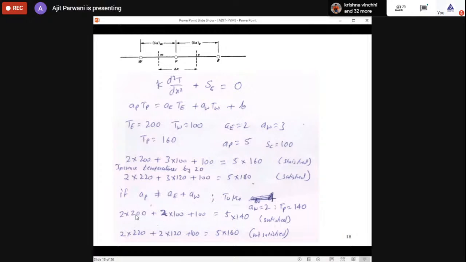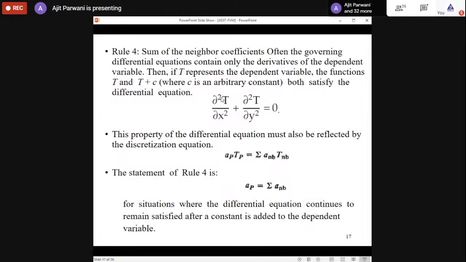But if I increase the value by 20, then you will find that the equation will not get satisfied. So it means that if AP is equal to AE plus AW, then only the equation will be a true representation. This is the true representation of this equation only if AP is equal to the summation of ANB.